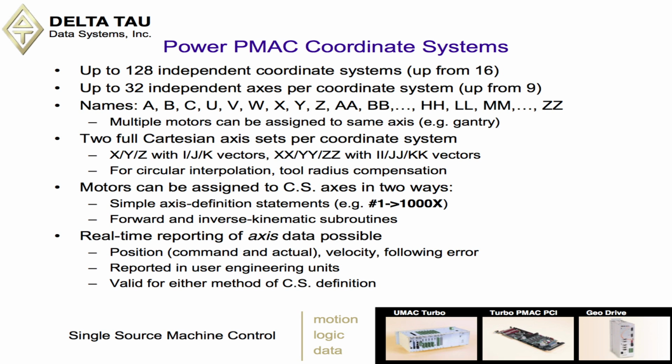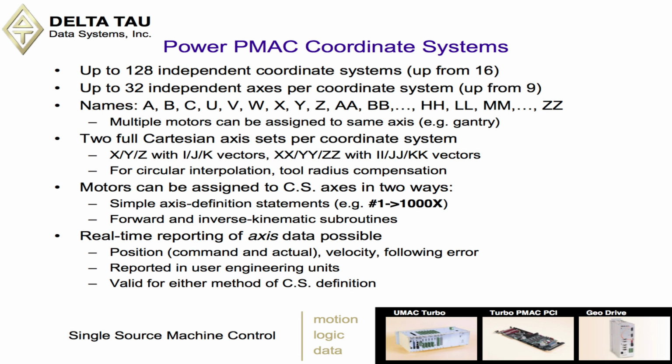The names, we kept the 9 single letter names that we had in the older PMAC, added 23 of the 26 double letter. So if you have more than 9 in a coordinate system, you can start using the double letters as you want. And 2, what we call Cartesian axis sets, 3D with some spatial things. You can do circular interpolation on any plane within a 3D space. X, Y, Y, Z, even a slanted plane as you want.